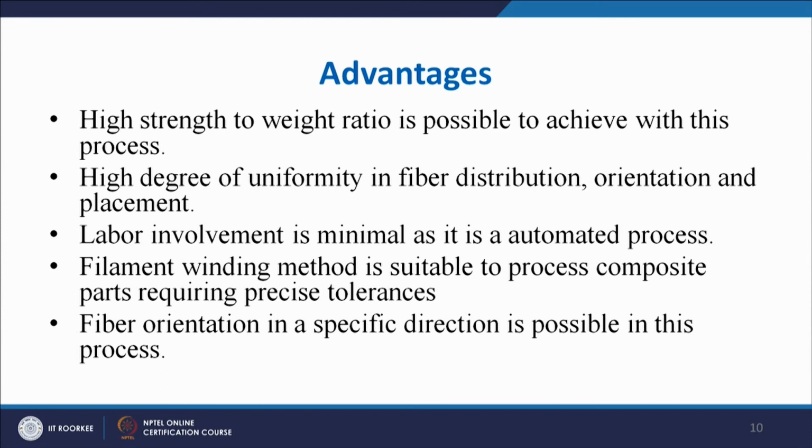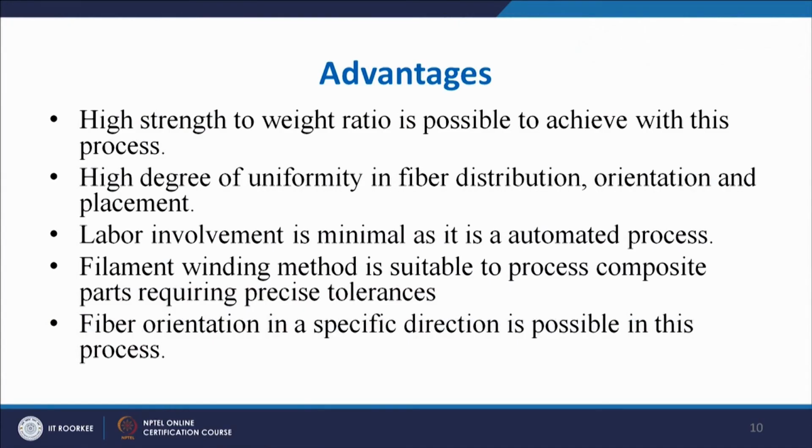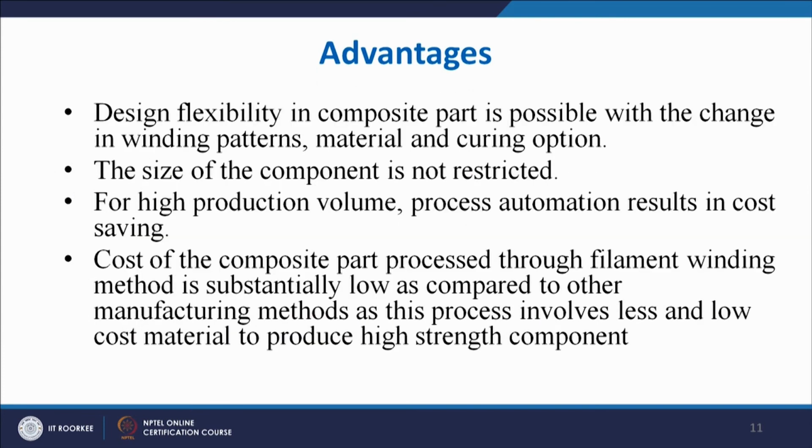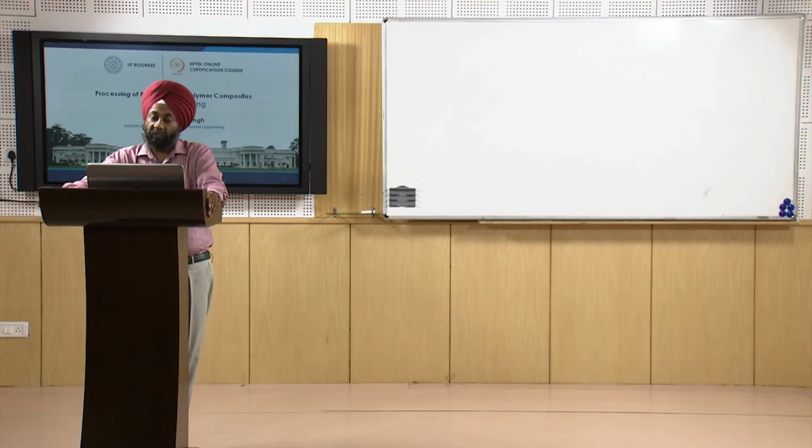Labor involvement is minimal as it is an automated process. Filament winding method is suitable to process composite parts requiring precise tolerances. As the quality control can be automated, we can get a good product using the filament winding process. Fiber orientation in a specific direction is possible in this process, which I have already highlighted. Design flexibility in composite part is possible with the change in winding patterns, material, and curing options. So that can lead to tailor-made parts.